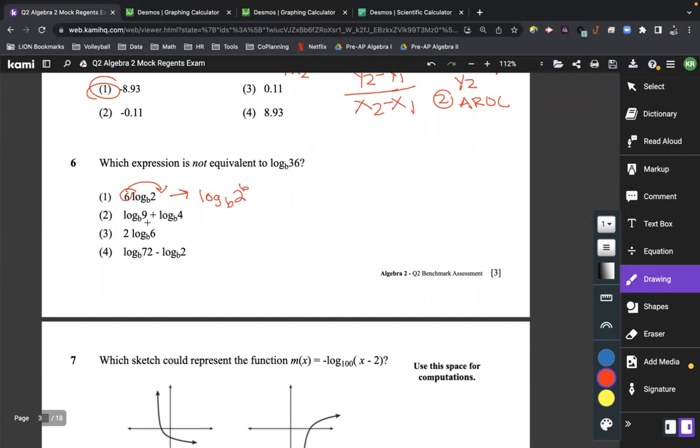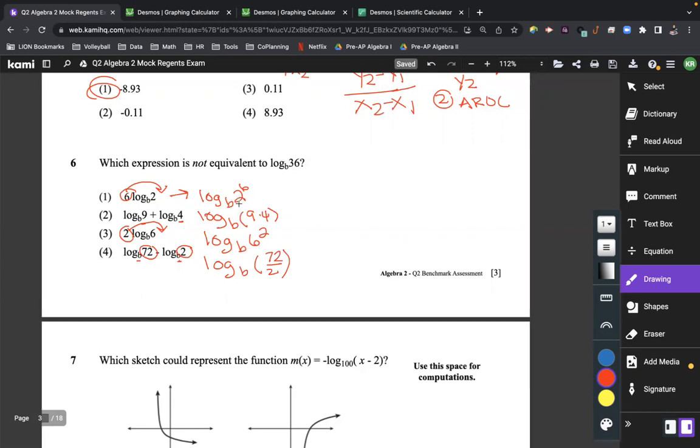6. If I have addition and my bases are the same, that means they're essentially multiplying. So this would be log base b to the 9 times 4. Okay. Same thing here. If this number can exist out in the front, that means it can also exist as an exponent. So I have log base b to the 6 to the second power. And then again here, since my bases are the same and they're subtracting, I know that these two are dividing. So I can rewrite it as log base b 72 divided by 2.